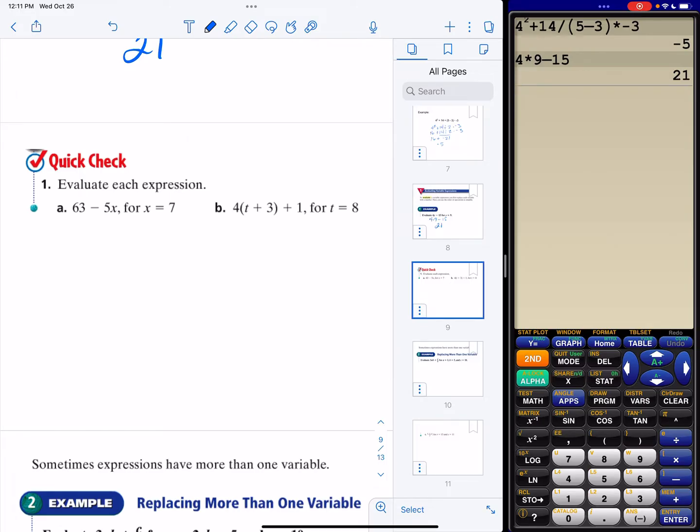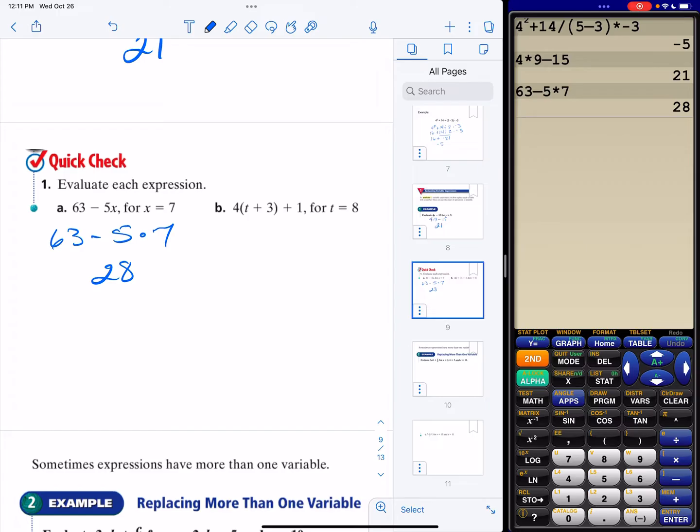So for A, it says 63 minus 5 times x. So that's exactly what we're going to do: 63 minus 5 times the value of x, and it says that x is 7. Okay, so then I go to my calculator, 63 minus 5 times 7, because you know the calculator is going to do that 5 times 7 first and then subtract that from 63, and you come up with an answer of 28.